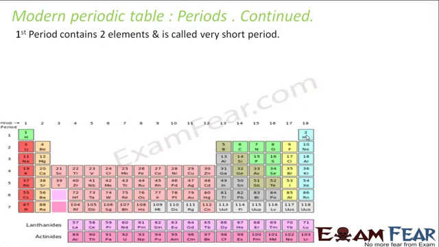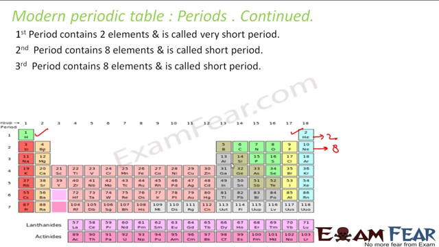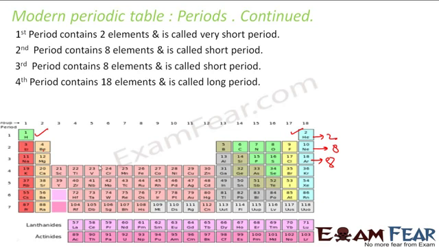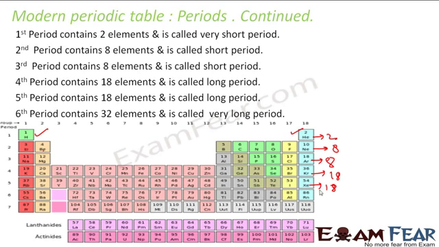We'll see this. The first period has only 2 elements, hydrogen and helium, and it's called the very short period. The second one has 8 elements: lithium, beryllium, boron, carbon, nitrogen, oxygen, fluorine, and neon. It's also called a short period. Similarly, the third one, sodium, magnesium, aluminum, silicon, phosphorus, sulfur, chlorine, argon, also has 8 and is also called short. And then we have a long one, that is 18, and this one also has 18, right? This one has 32.